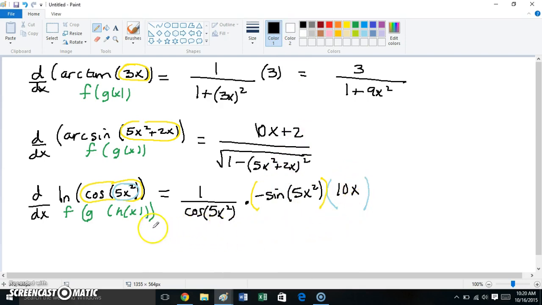Okay. And those are a few examples of using the derivatives of arctan, arcsine, and the natural log of x.